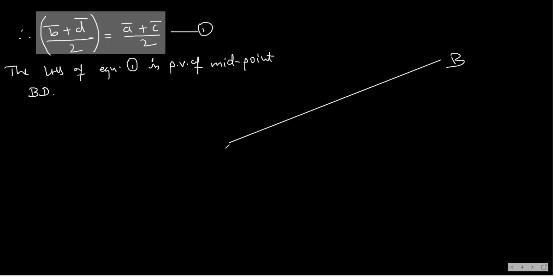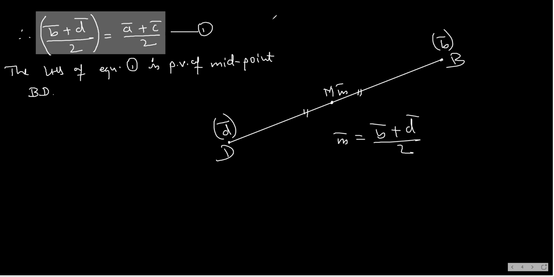Just imagine you have BD here and you have the midpoint of BD here. If B bar is the position vector of B and D bar is the position vector of D, what will be the position vector of M? M is the midpoint, so M bar will be B bar plus D bar upon 2, and that is what I am getting here on the left hand side.